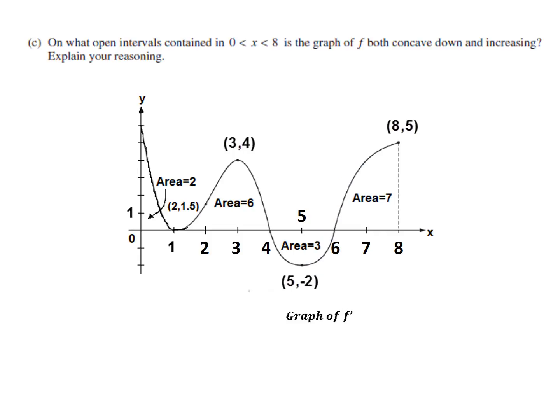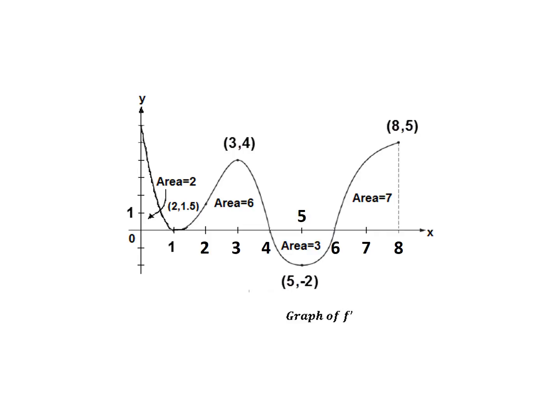In part C, we are asked to find open intervals where the graph of f is both concave down and increasing. Based on the definition of concavity, f double prime less than 0 represents the function concaving down, and f prime greater than 0 represents the function increasing. Therefore, we need to find open intervals where f prime is greater than 0 and f double prime is less than 0.